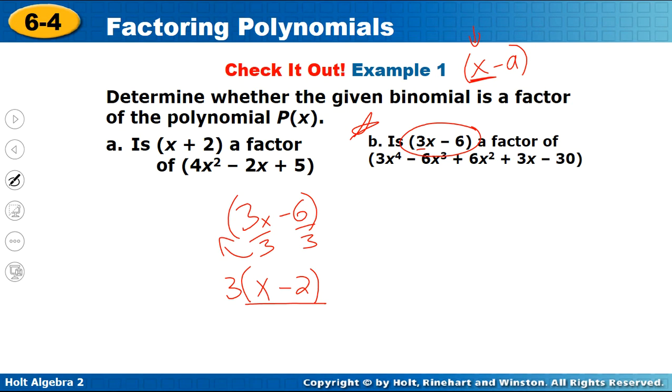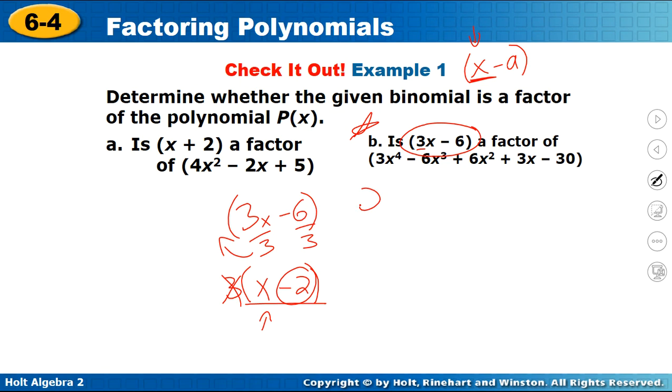So this is what we're going to use, okay? The 3 is technically a part of it, but we're not using it now. We're going to stick with this factored result, and we're going to play with it, right? So that makes my a value 2, right? We have to change the sign here. So that's going to go in my box.